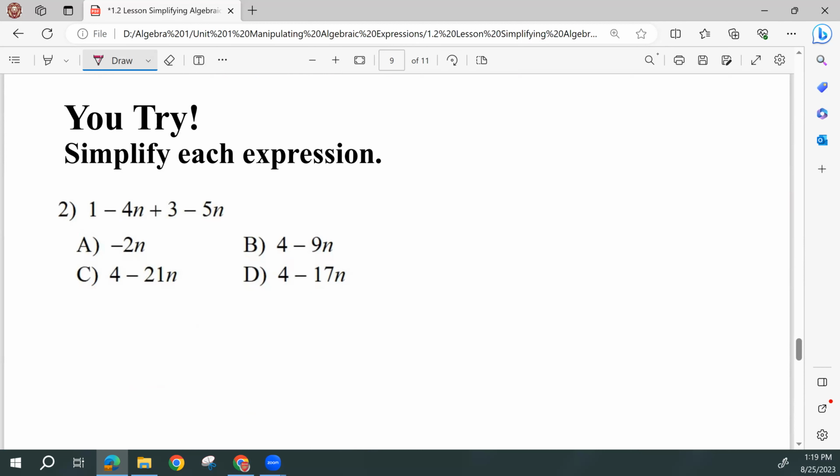So I want you to try this one. Make sure you choose the simplified version of our original expression. And then after you answer the question, I will have the answer for you.